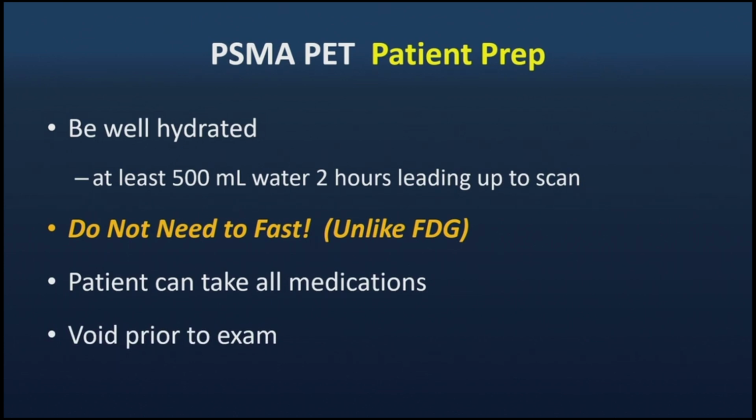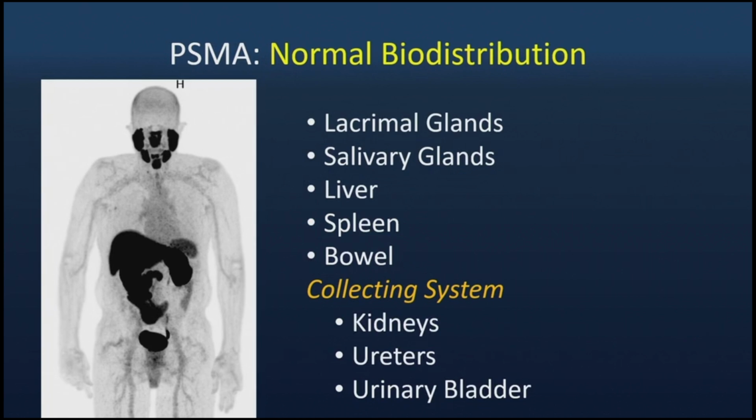This all goes in the urine. Lots of radiopharmaceutical in the bladder makes it hard for detection of pelvic nodes, as well as local recurrent disease at the anastomosis. Normal biodistribution, lots of uptake in the lacrimal glands, salivary glands, liver, spleen, bowel.